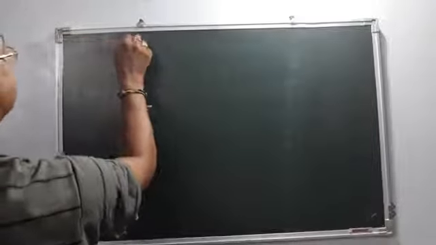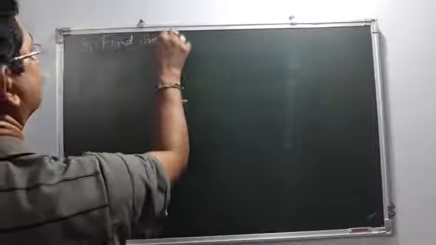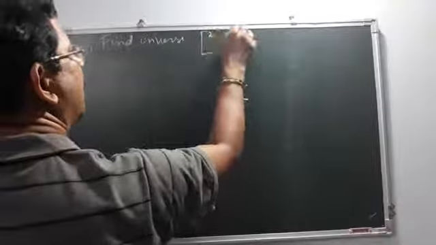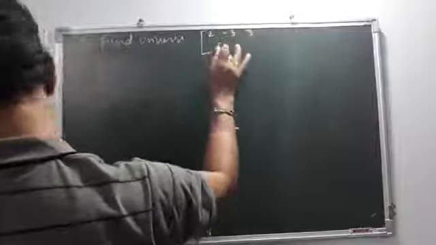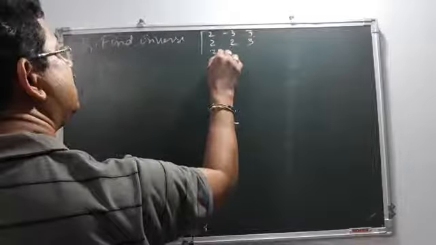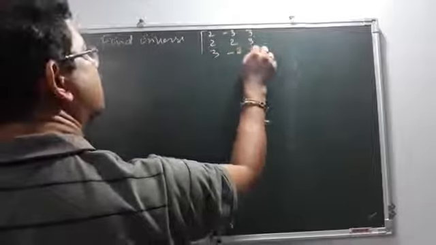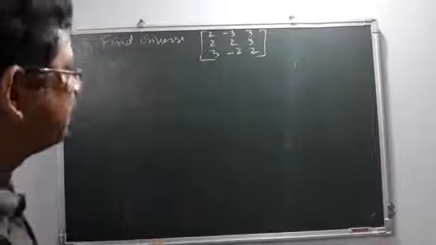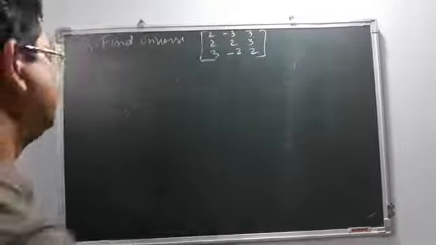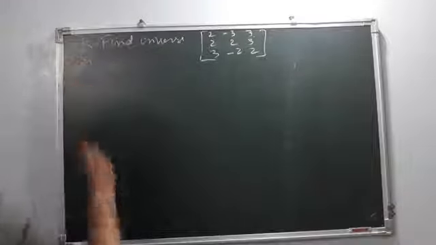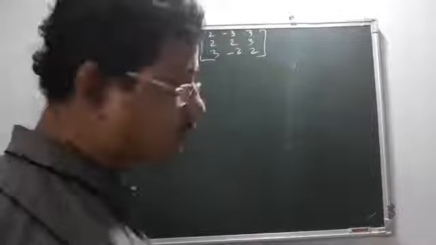So the question is like that: find the inverse of the matrix [1 2 -3; 3 2 2; 3 3 -2 2]. So how will we calculate the inverse of this one? For that, the solution is like this. Generally this question comes for 4 marks or 6 marks.